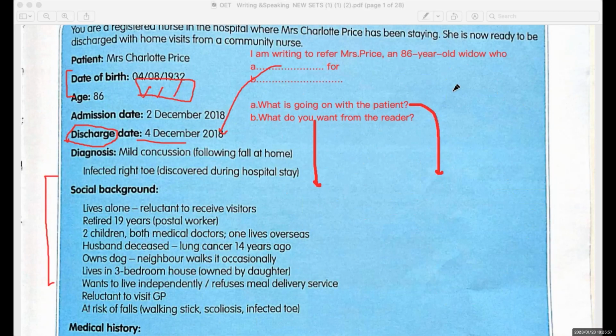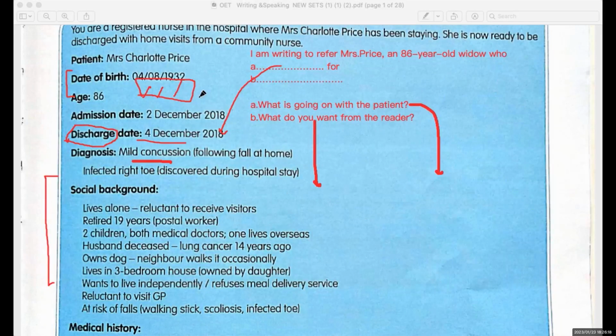So now you should question yourself, what is going on with the patient? Mild concussion. Now ask yourself more questions. How do I know that the patient has mild concussion? So what are you going to write? Who was managed for mild concussion? Who was intervened for mild concussion.